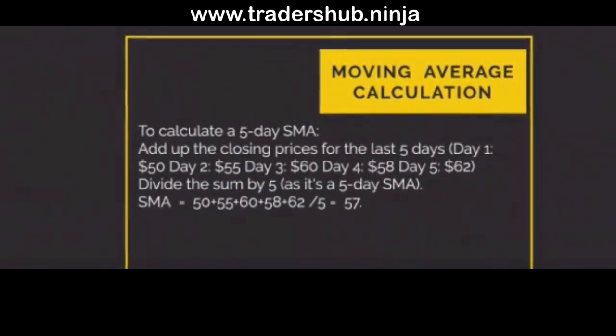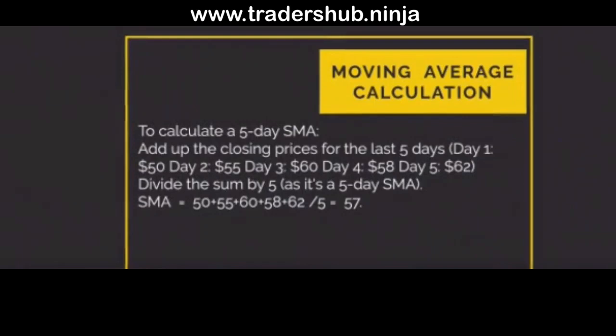Moving average calculation. The simple moving average for a specific number of days is calculated by summing up the closing price of the asset for those days and then dividing the sum by the number of days. For example, to calculate the 5-day SMA, add the closing price of the asset for the past 5 days, and divide the sum by 5, that means the number of days. This calculation provides the average closing price over the last 5 days, giving you the value of the 5-day SMA.